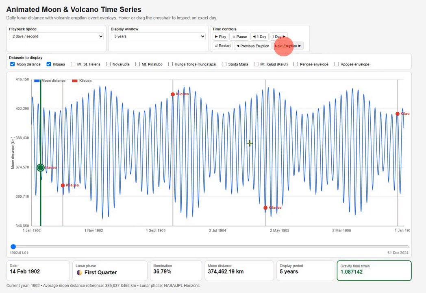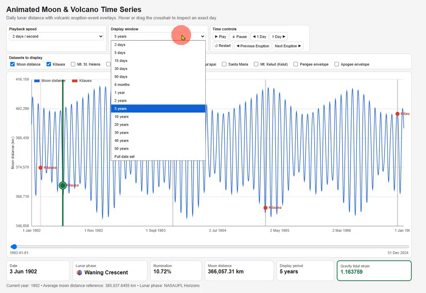But let's go to this first one. You'll have to keep your eyes down here. The first one is on February 1902, first quarter. We went through this one. The next eruption, once again, very near perigee.